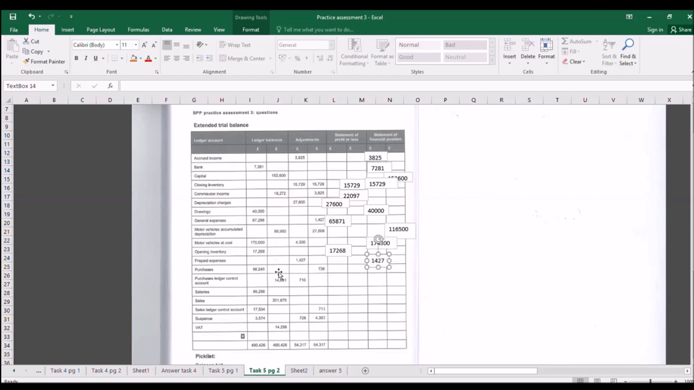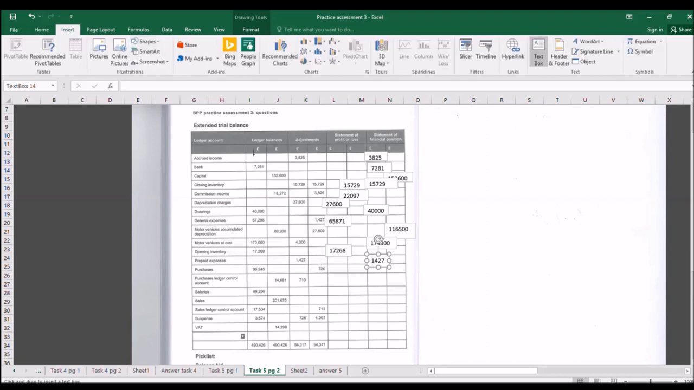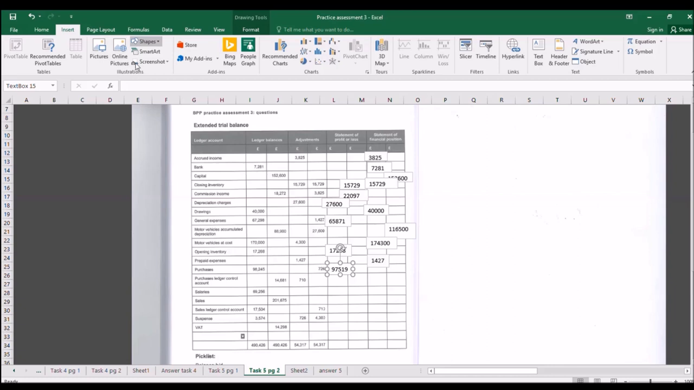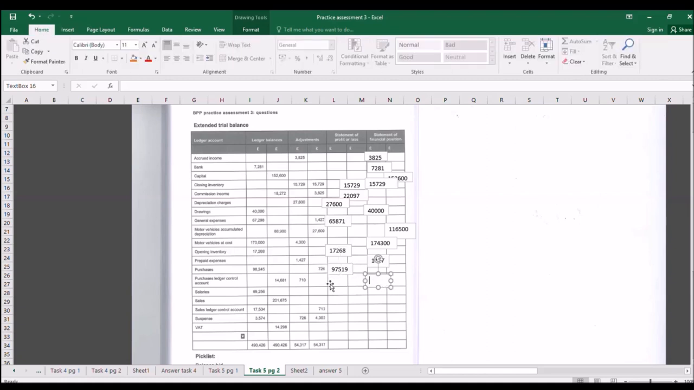Our purchases, well, here you can see we've got a debit here, we've got a credit here. So the one's deducted from the other, and that leaves us with our debit of 97,519. Okay. Our purchase ledger control account. Okay, that's an asset, isn't it? That's what we're owed from our customers.